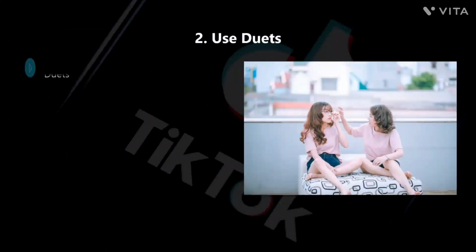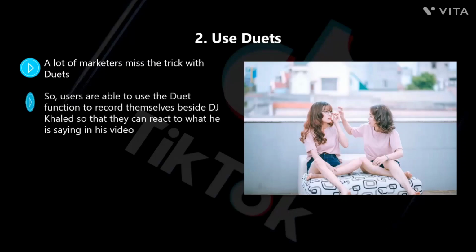2. Use duets. A lot of marketers miss the trick with duets. You can utilize a hashtag campaign with a duet that is unique and attracts a great deal of engagement. Well-known DJ Khaled is now an official TikTok partner. He created a very popular hashtag, Catch These Blessings, by creating duets where he is looking at himself and praising individuals. So, users are able to use the duet function to record themselves beside DJ Khaled.